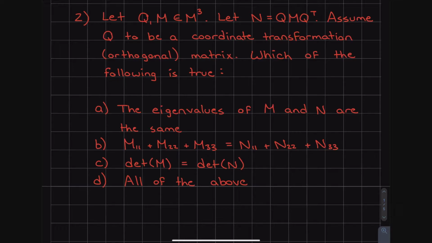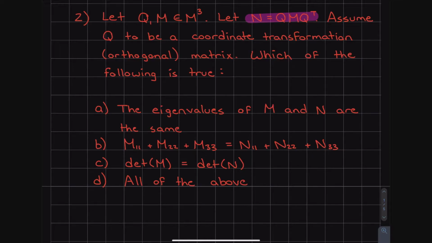And it says, let Q and M be three-dimensional matrices, and let N equal QM times Q transpose. And if you guys look at this right here, this should be very familiar to you guys. And we'll talk about that in a second, but just look at that and that should kind of ring a bell to you guys. And assume Q to be a coordinate transformation matrix, which is orthogonal, and which of the following is true.